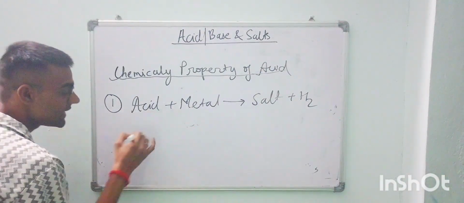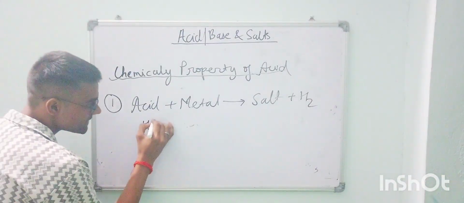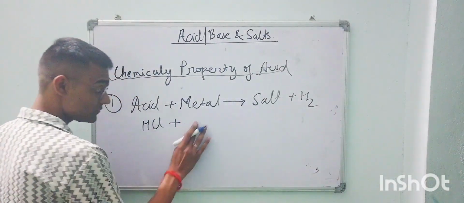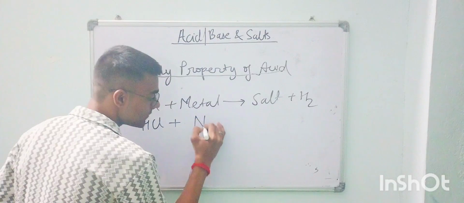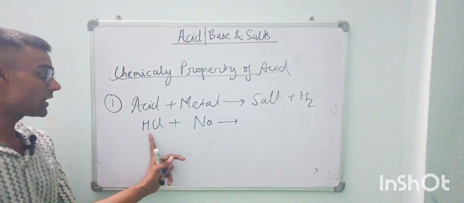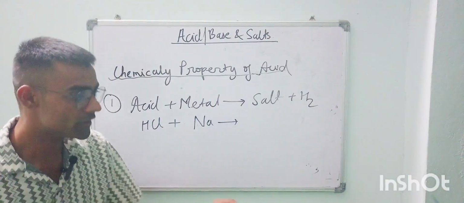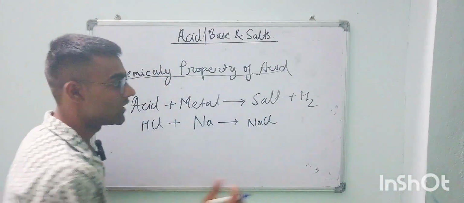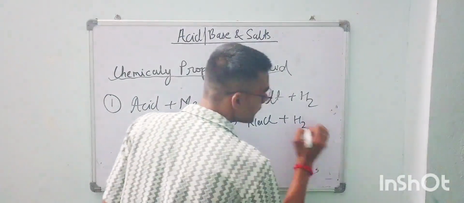For example, we can take the acid HCl and the metal sodium. When hydrochloric acid reacts with sodium, it gives the salt NaCl plus hydrogen.